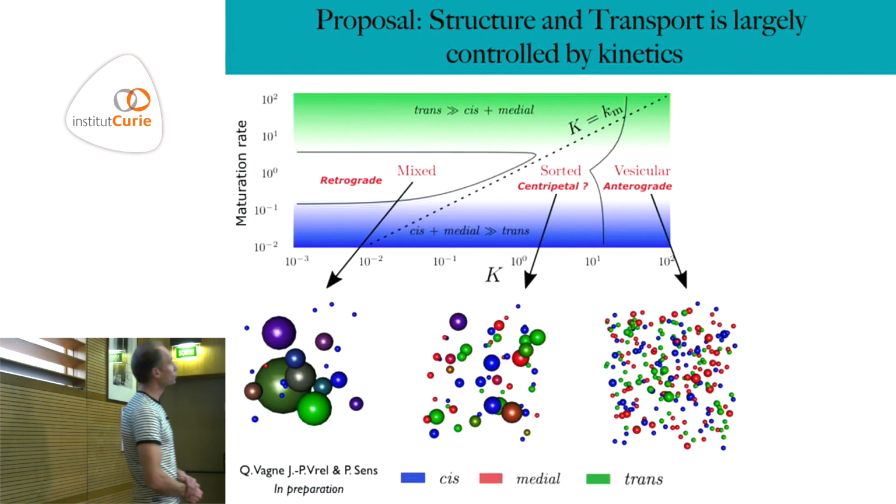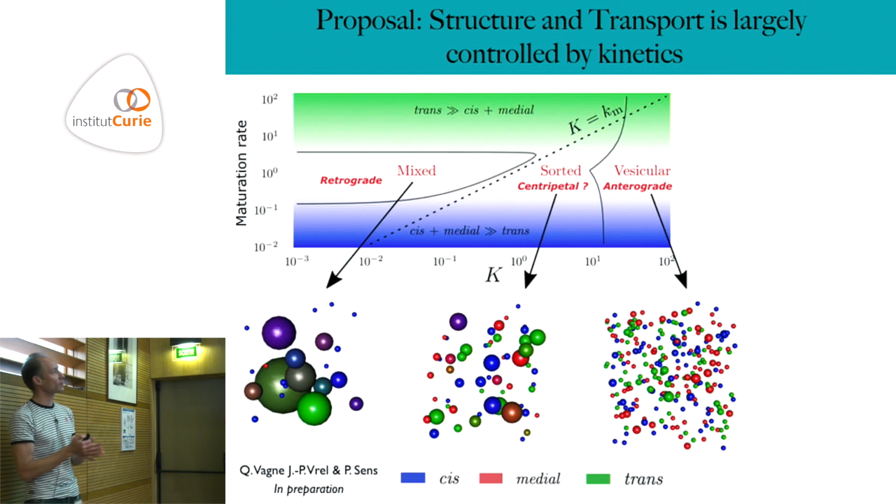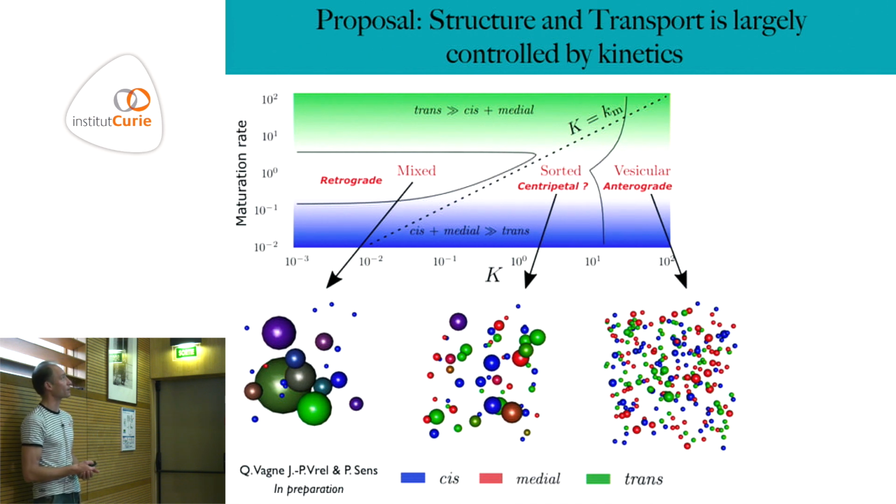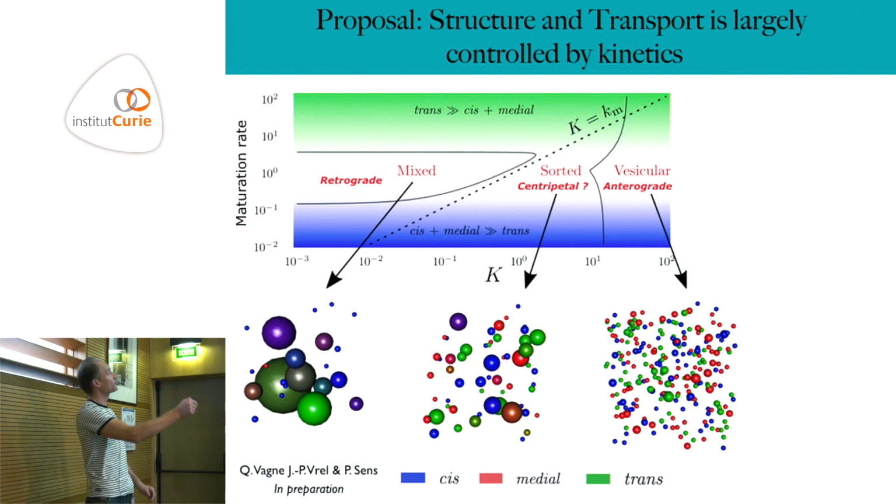So to conclude, the main message here is that only having local interactions between constituents and having some sort of irreversible reaction, which in our case is the biochemical maturation, can lead to steady state fluxes through a system, which is of course the hallmark of a non-equilibrium system. And you can make a phase diagram where you relate the structure with the different rates.